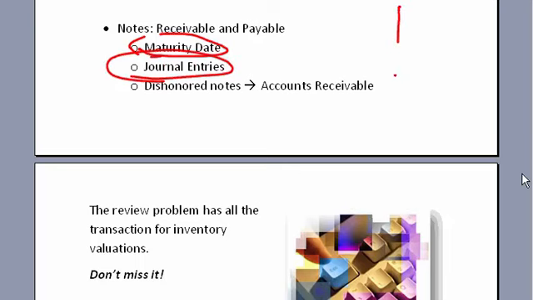Another issue is to make sure that if you hit the end of a fiscal year, then you may have to record an interest payable or an interest receivable, because you're not going to receive the money until after the beginning of the next fiscal year.